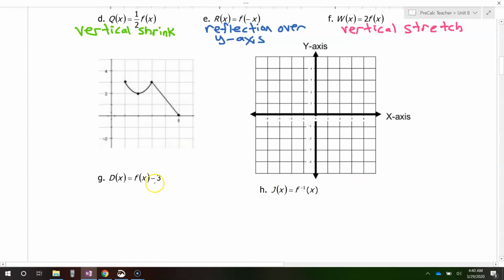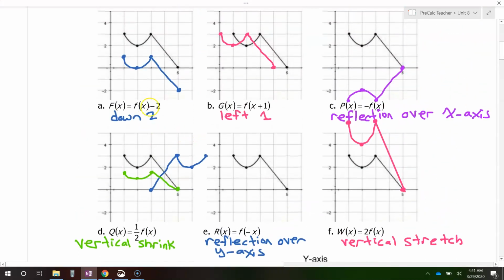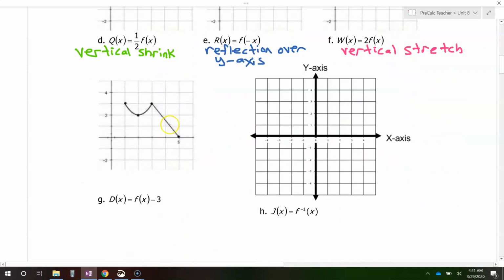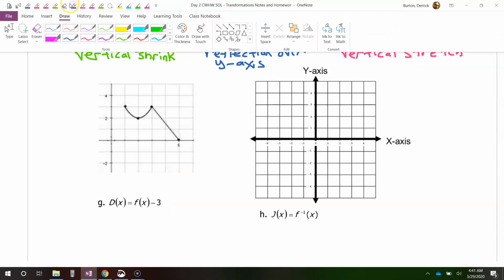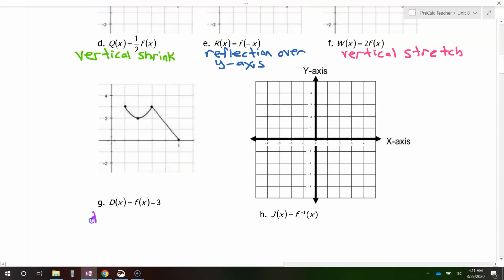And here we have this k value, this minus 3 on the end. Didn't we already do that? We had a minus 2, that was down 2. I feel like they're repeating themselves. This is just going to be down 3. Okay, great, down 3. So if I take this and move down 3, it should basically look like this.